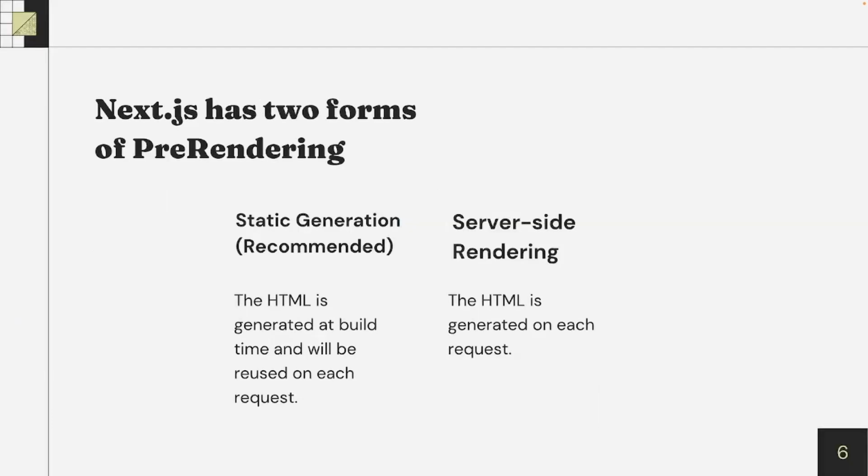Now there are two forms of pre-rendering. There's the recommended approach, which is static generation. The HTML file is generated at build time and will be reused, so it'll be cached for each time it's requested. And then there's server-side rendering, where the HTML is generated on each request. The recommended approach is static generation, because if it's already going to be reused plenty of times, it's already going to be generated, and obviously that will increase the speed.